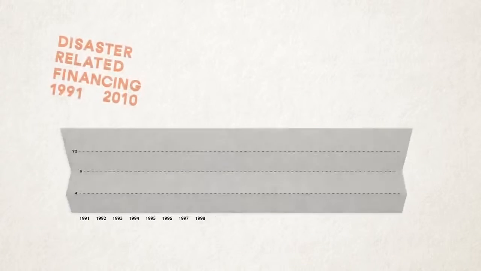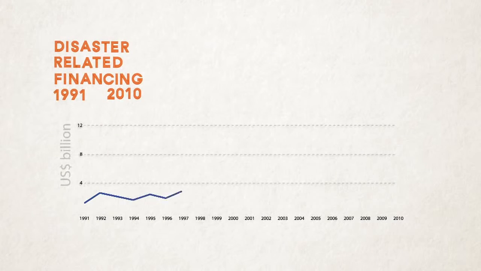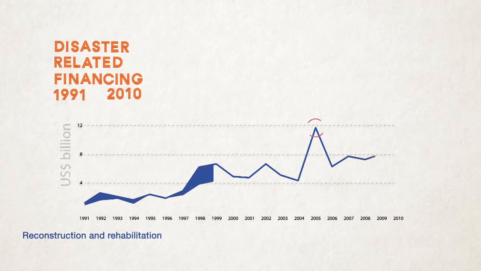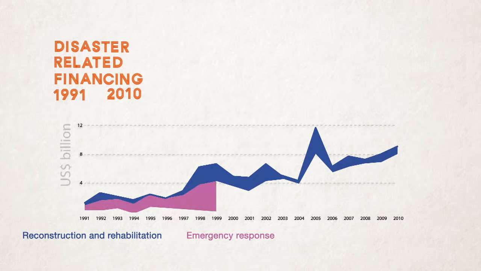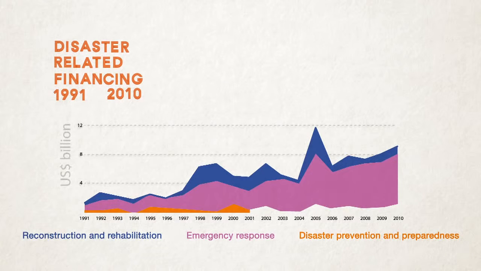Financial support for disasters increased over the past decades, but most of it was dedicated to activities undertaken in the aftermath of disasters rather than reducing the risk of their occurrence. Reducing the risk of disasters before they occur has been a very low priority.